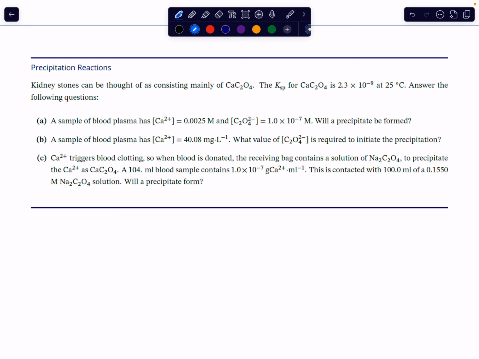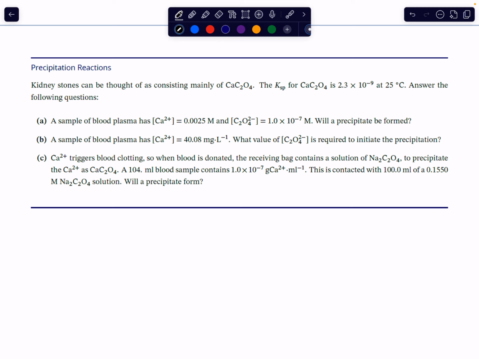Hello everyone, so let's look at some precipitation reactions. In this example, we're told kidney stones can be thought of as consisting mainly of calcium oxalate, and we're told that the KSP for calcium oxalate is 2.3 times 10 to the negative 9 at 25 degrees Celsius. And then we're asked a couple of questions about calcium oxalate.